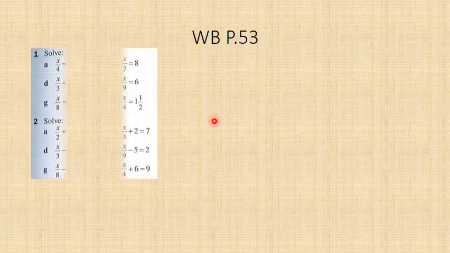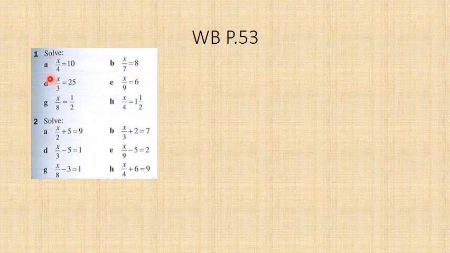In the last homework, it's going to be workbook page 53. I need to solve these equations using, again, the inverse operations and balance. So in question A, here I see that x over 4 equals 10. So I will just make the inverse operation of divide. So I will multiply. So x equals 10 times 4, which is 40. So x equals 40. It's very simple.